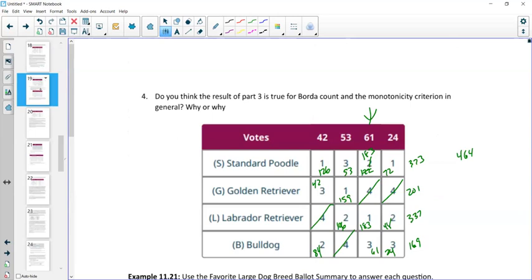Do you think the result of part 3 is true for Borda count and the monotonicity criterion in general? I do. Why? Because in the Borda count, upranking a winning candidate is just going to increase the number of points they get. The number of points for the 61 went from 122 to 183. So it increases the total points, and thus they're still going to win.